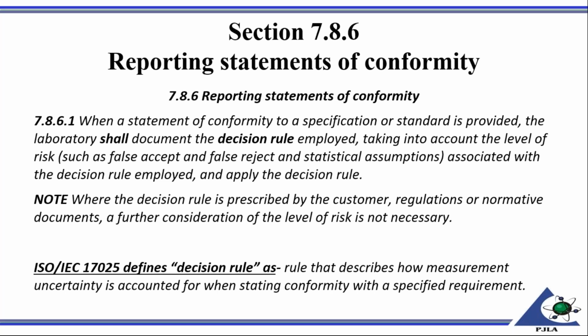ISO/IEC 17025 defines decision rule as a rule that describes how measurement uncertainty is accounted for when stating conformity with a specified requirement. So this is actually in 17025, the definition section at the beginning of it. So there you go. That's how we're defining that for this section here. It's just a useful understanding.